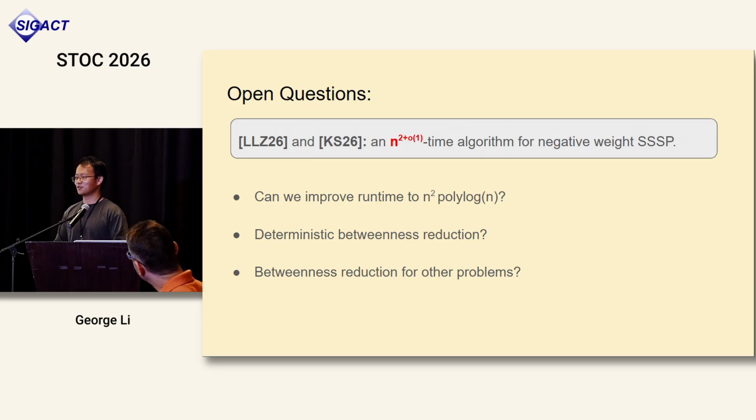So I guess you can, in theory, get to m. It's just that n squared seems like the limit of this approach.